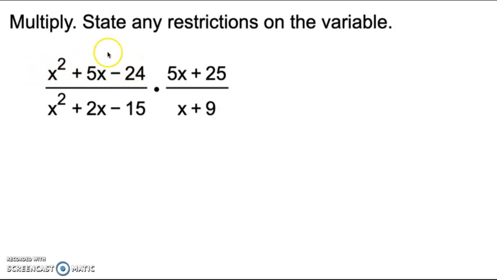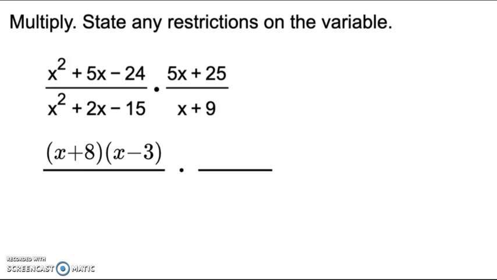Factoring this numerator, we need to see what numbers multiply to negative 24 but add up to 5, and that will be 8 and negative 3. So that factors into x plus 8 and x minus 3. Factoring the denominator, we need to see what numbers multiply to negative 15 but add up to 2, and that would be 5 and negative 3. So we'll have x plus 5 and x minus 3.